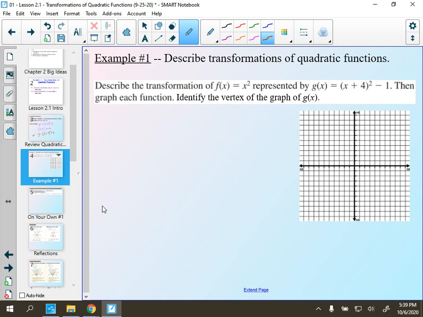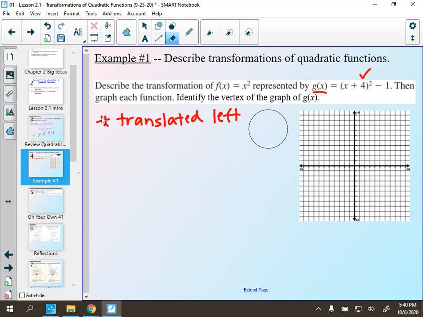Describe the transformation of the parent function f of x equals x squared. We just got done doing this. That's represented here, so let's take care of that right away. I think we can get by on a single description here. Although there's both a horizontal and vertical translation, we can say it all as one because they're both translations. So we can say this graph, this g of x, is translated left 4 units, because of this 4 right here. Left 4 units.